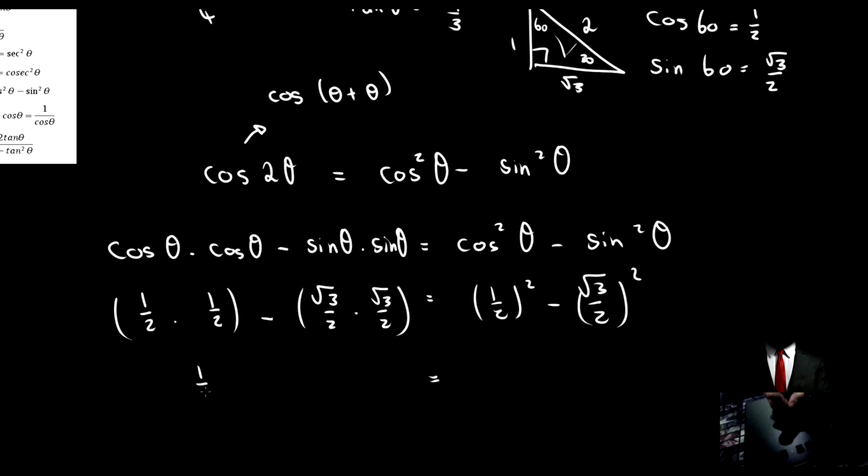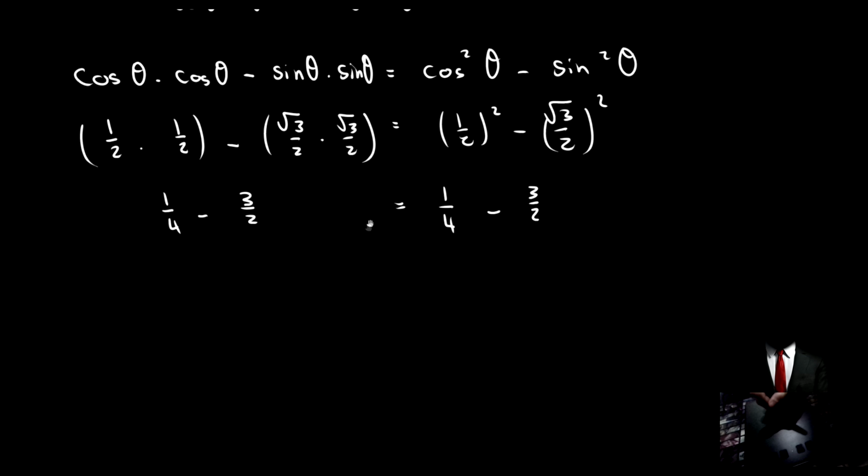So in this case, I have 1 over 4 minus... this is going to be square root 3 times square root 3 is square root 9, so that's going to give me 3 over 2. On this side, I have 1 over 4 minus the same thing, 3 over 2. And we can already see they're identical, right? We can already see this.